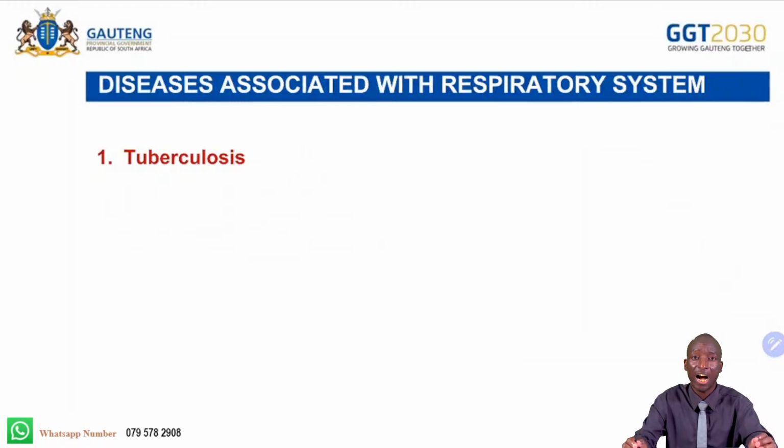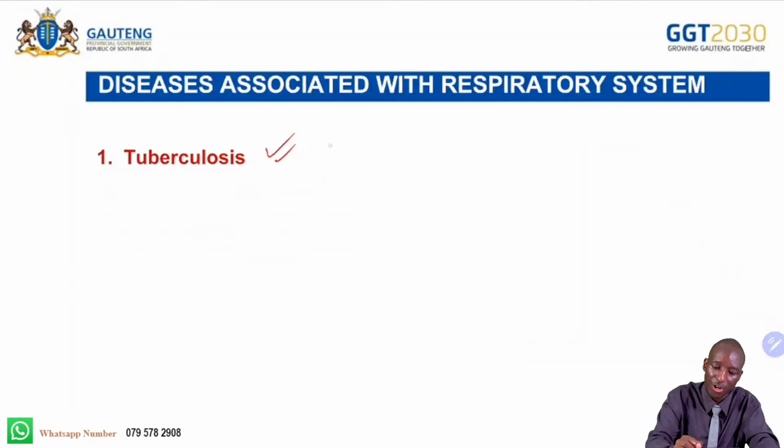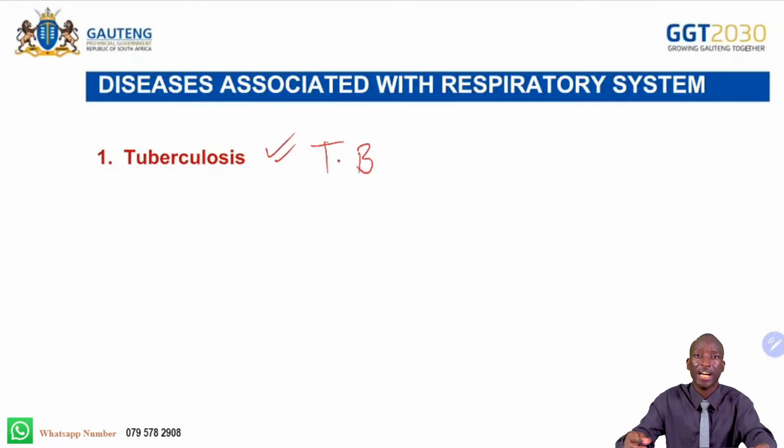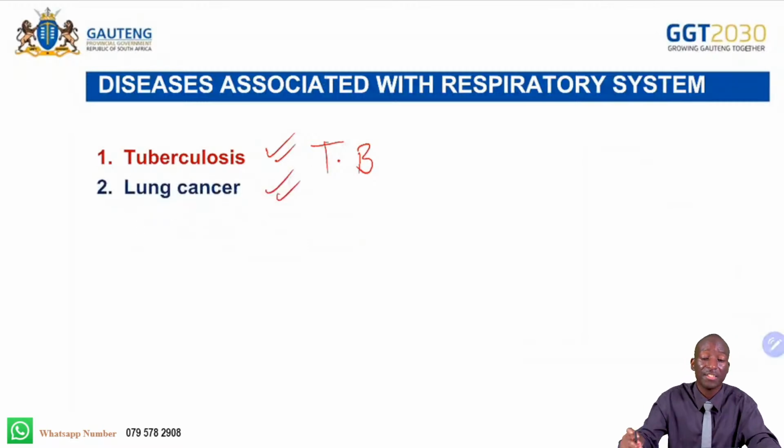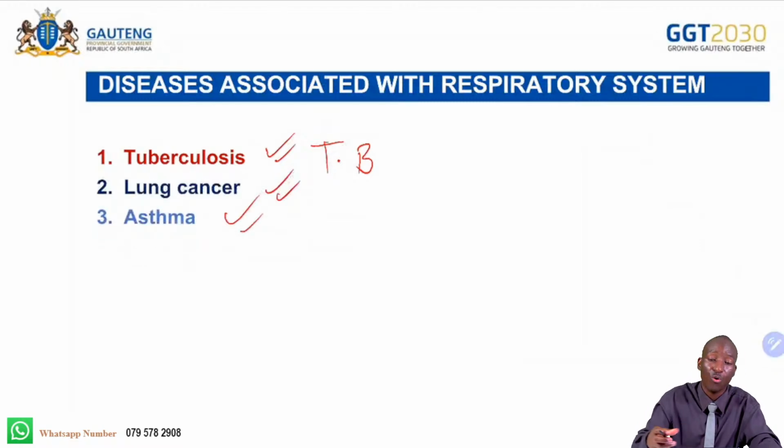What diseases are associated with the respiratory system? We've got tuberculosis, which we normally refer to as TB. I'm sure we have gone through situations where one of our friends or relatives is suffering from this disease called tuberculosis. It is a bacterial disease, which means it is caused by bacteria. We've got lung cancer, which is another disease associated with the respiratory system. And then we've got asthma. So all those are diseases associated with the respiratory system.